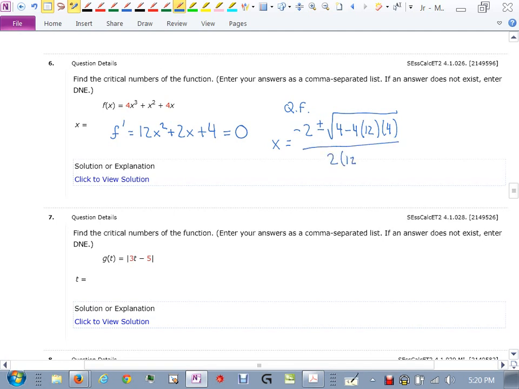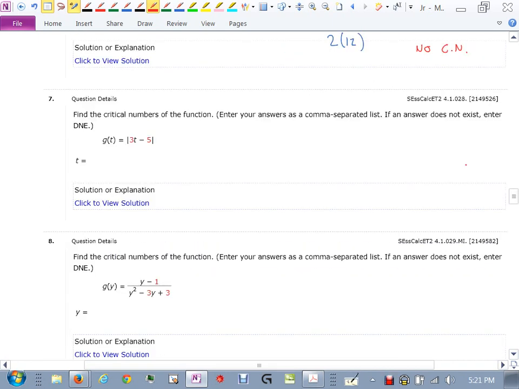a, which is 12. What we'll notice here is that these three numbers together, when we subtract it from 4, it's going to give us a negative number under the root, which means there's no real solution to this, which means there's no critical numbers. So this particular function does not have any critical numbers.